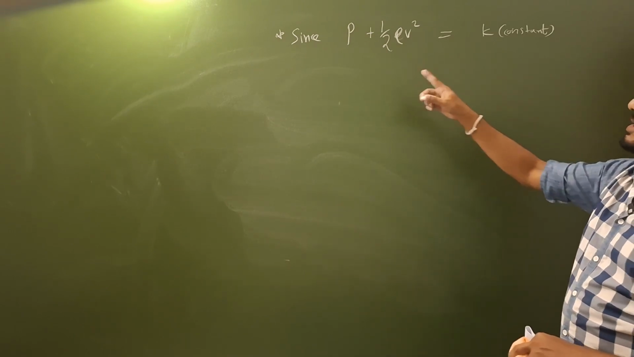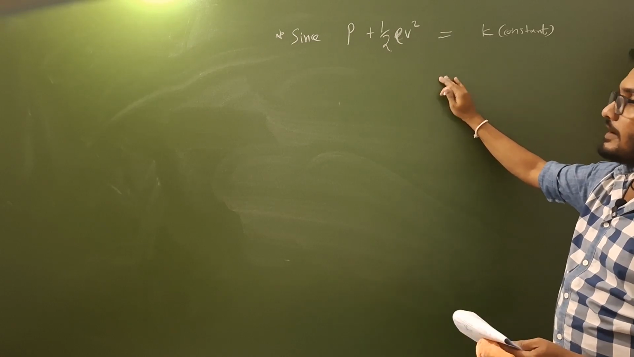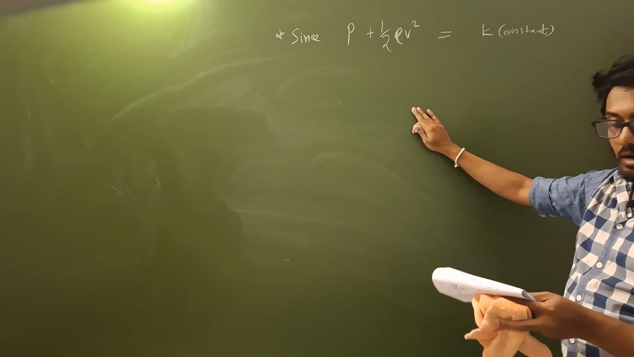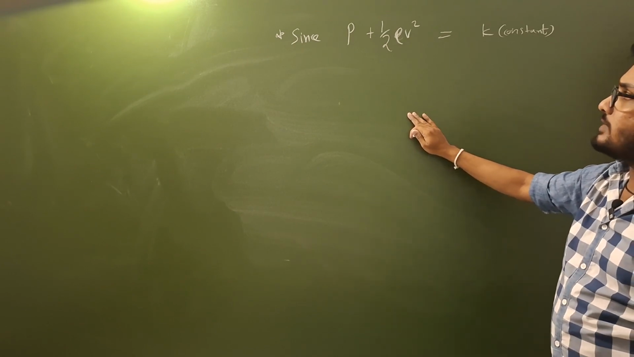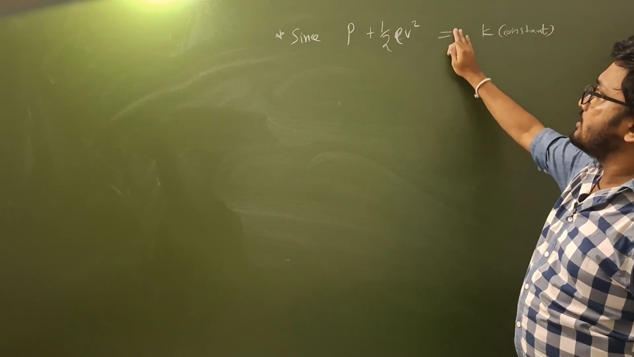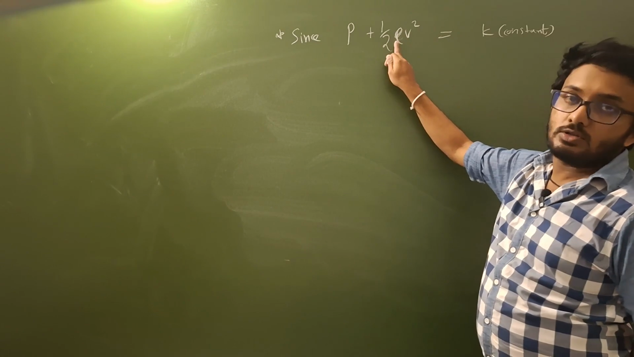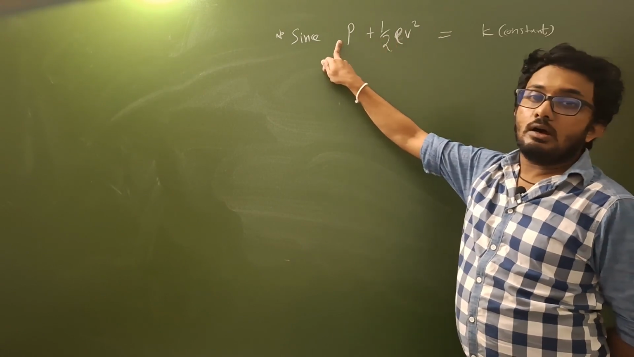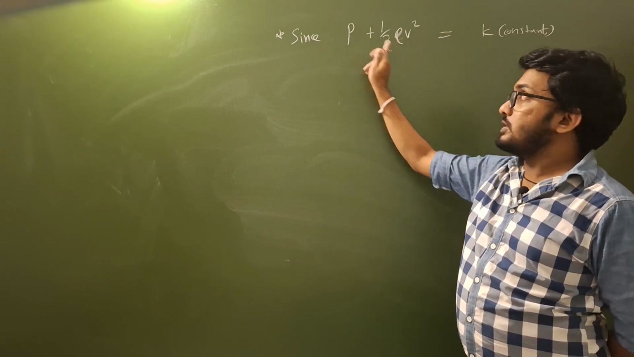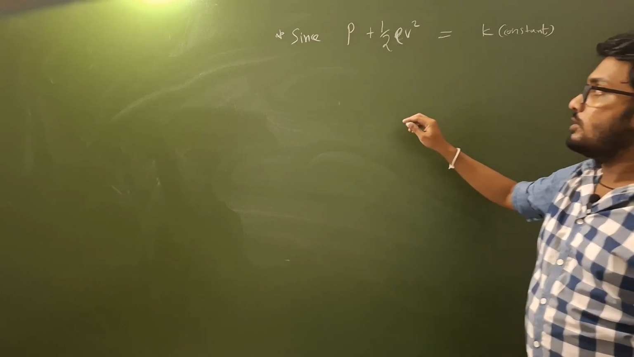From this constant equation, we can understand that at places where velocity is high, in order for the sum to be constant, since rho is always constant, pressure should decrease. If the velocity is high, pressure should be low.